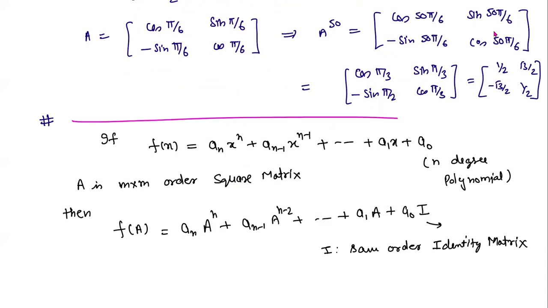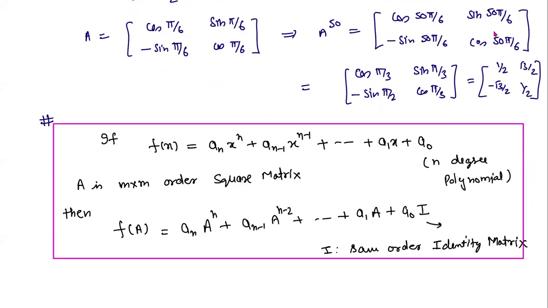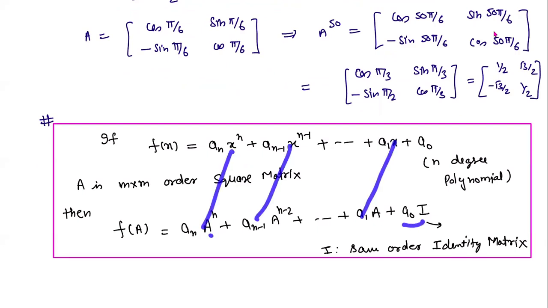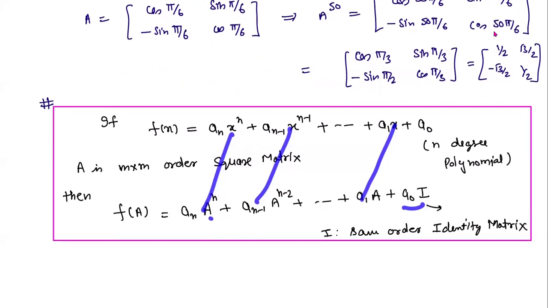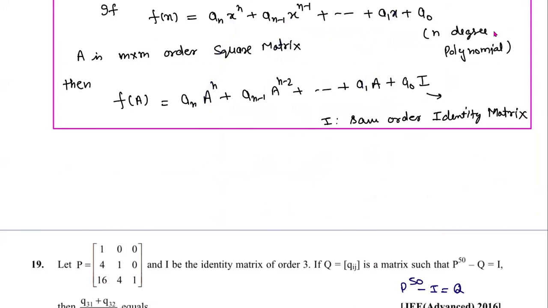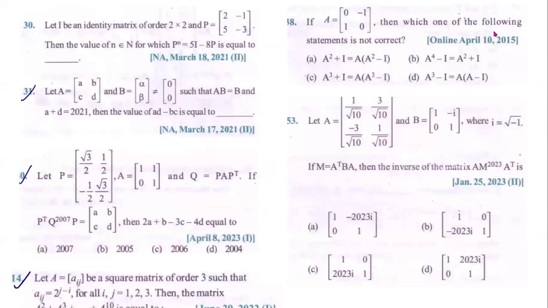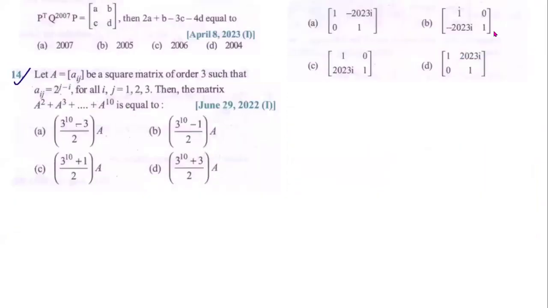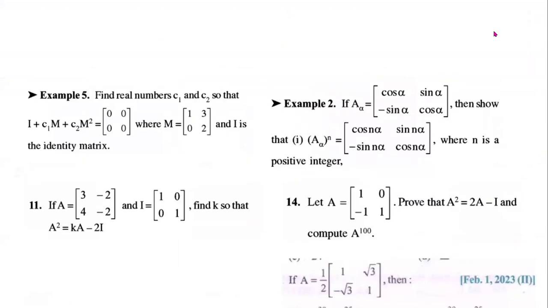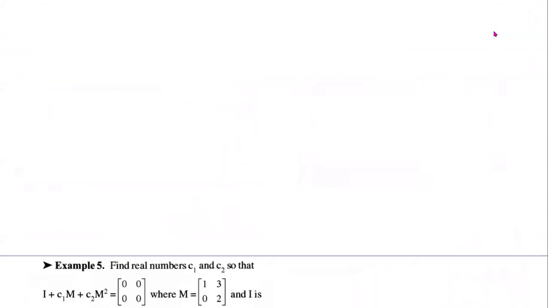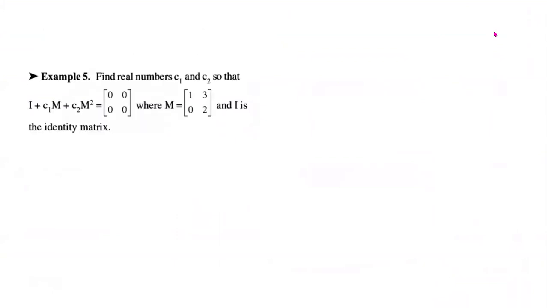So if we put any matrix in a polynomial, then the constant only you need to multiply with I, and everywhere else in place of x you need to substitute matrix A. Okay. Now if I ask one question based on that, you need to find the real numbers C1 and C2. The process is very simple. The matrix M you need to write in a polynomial, no?